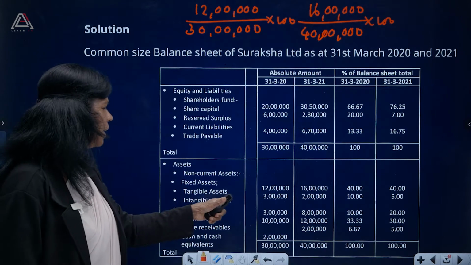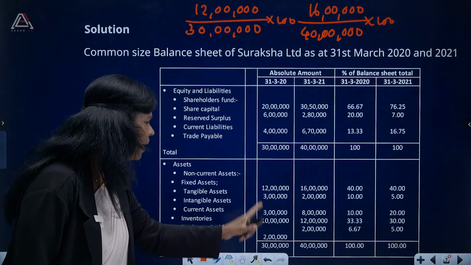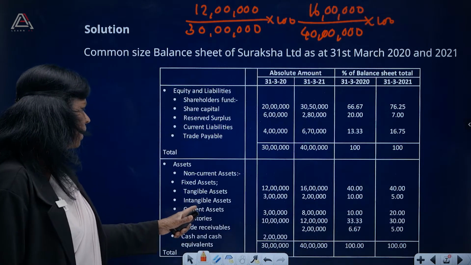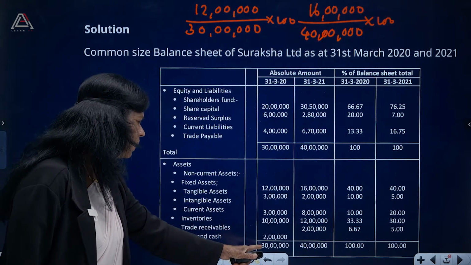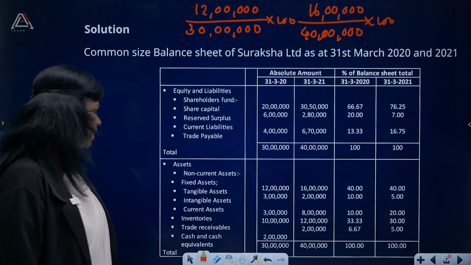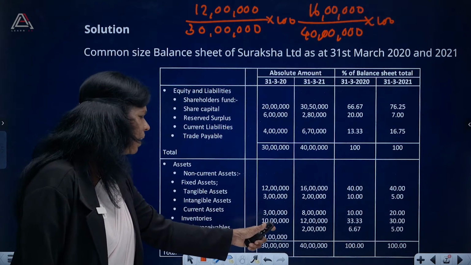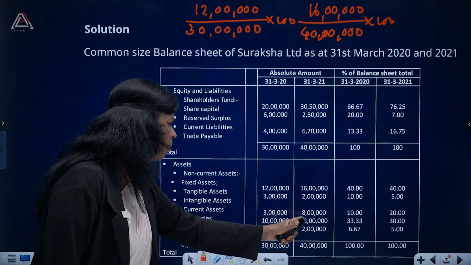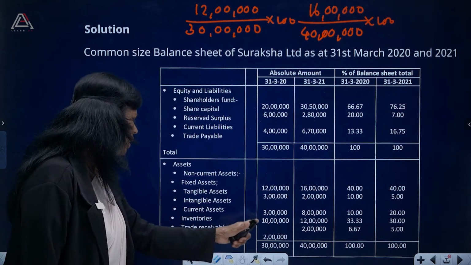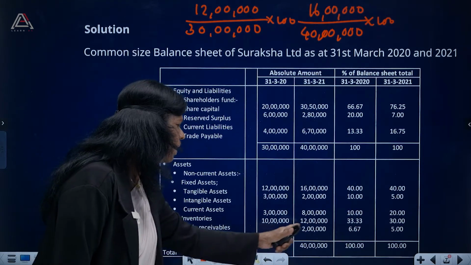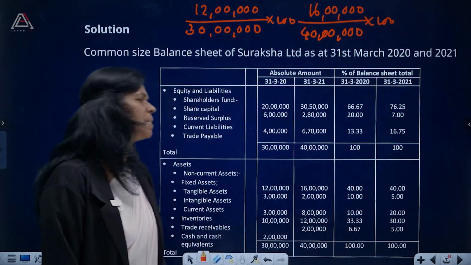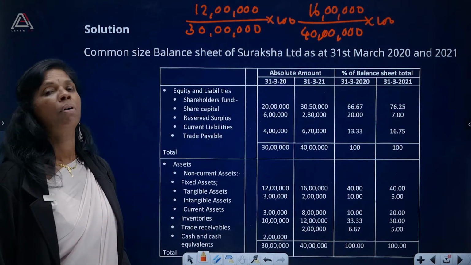Then next item, intangible asset 3 lakh divided by 30 lakh into 100, 2 lakh divided by 40 lakh into 100. Then current asset, 3 lakh divided by 30 lakh, 8 lakh divided by 40 lakh, we will get the same percentage. Then inventory 10 lakh divided by 30 lakh, 12 lakh divided by 40 lakh. Then cash and cash equivalent 2 lakh divided by 30 lakh, here also 2 lakh divided by 40 lakh, 6.67 and 5% we have to find.